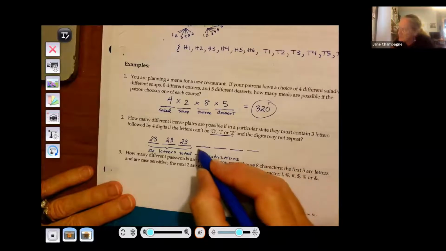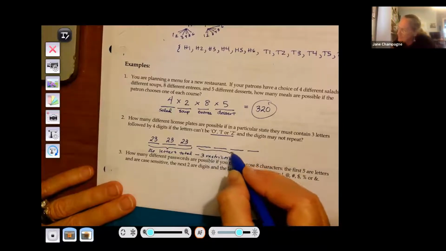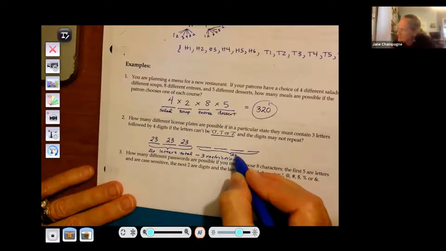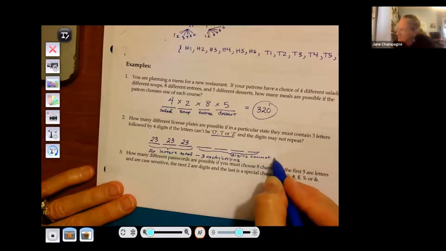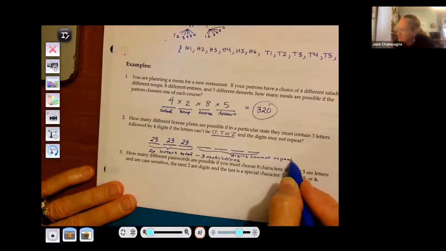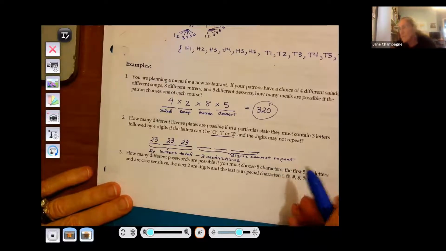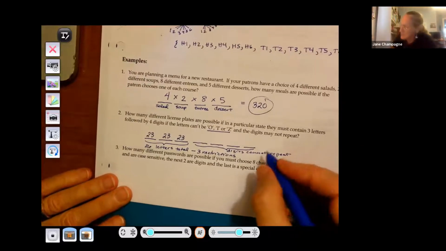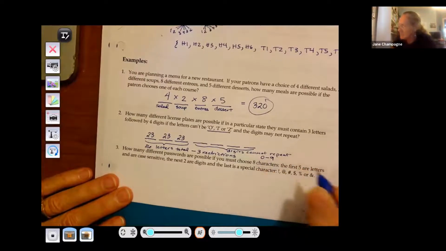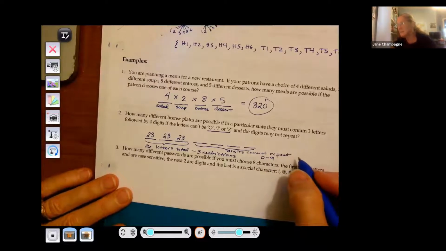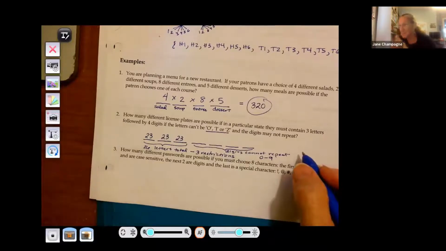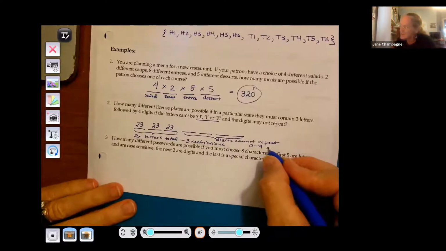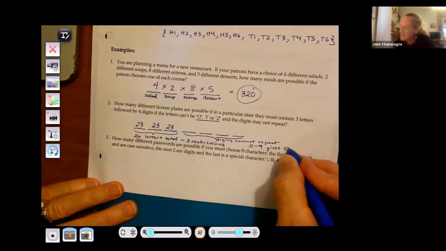All right, and then we've got digits. Okay, so the digits cannot repeat. So first of all, how many digits are there? We look at 0 through 9 as our digits. It looks like there's 9, but there's 10. Remember how that works? 0 is like the 10th digit, okay? So 0 through 9 gives 10 digits.